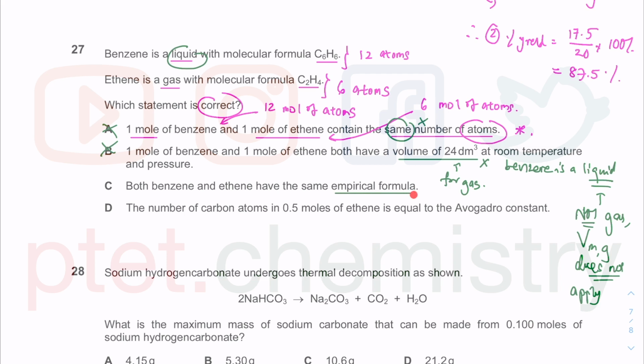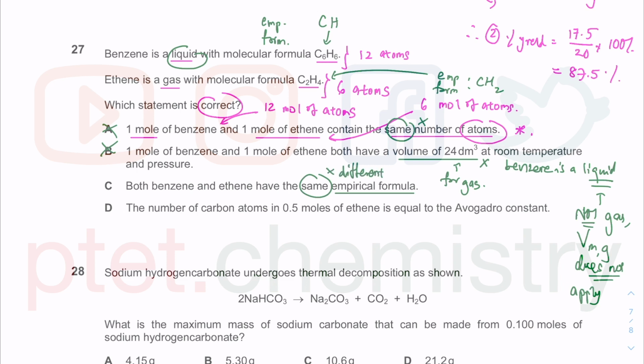Empirical formula, simplest ratio of atoms. Simplest ratio of atoms in a compound. You have C6H6. You can divide by 6 on both sides. You can get CH. That is your empirical formula. This is molecular formula. How about for C2H4? Your empirical formula, if you divide by 2 on both sides, you're going to get CH2. CH2 is not the same as CH, so same is not true, it's different.